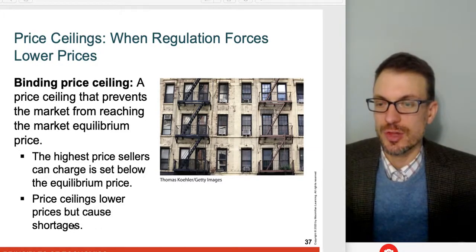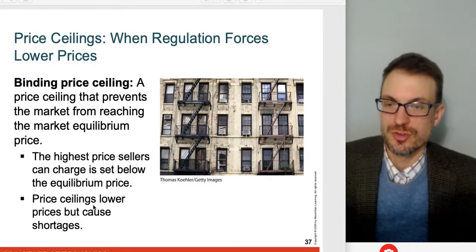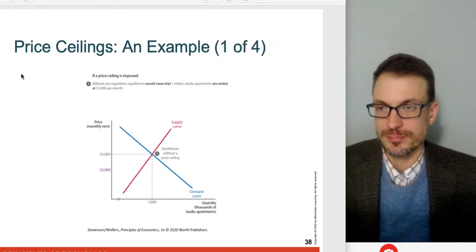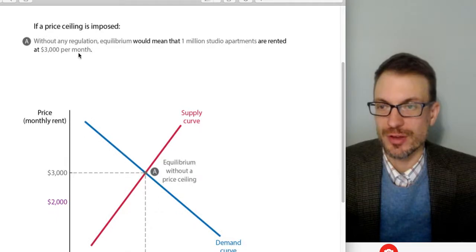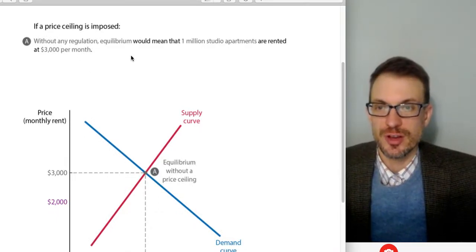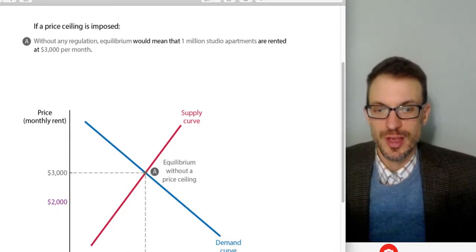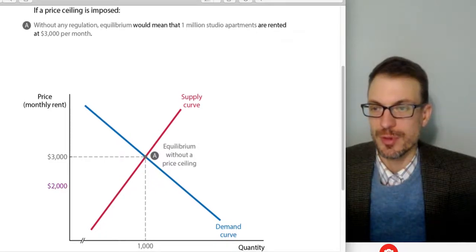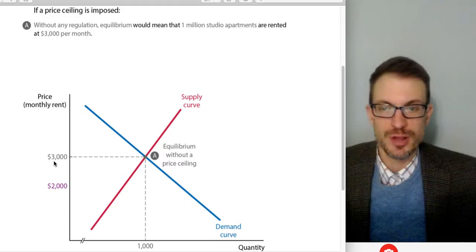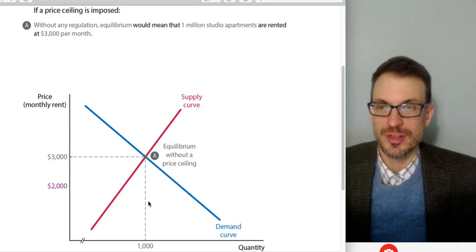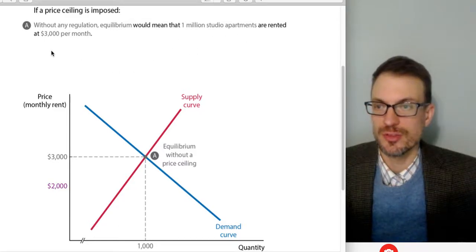Price ceilings are lower prices that cause shortages. So here's an example graphically. Without any regulation, this is like a rent control example, the equilibrium price is $3,000 without a price ceiling. So without any regulation, in equilibrium, 1 million studio apartments are rented at $3,000 per month.